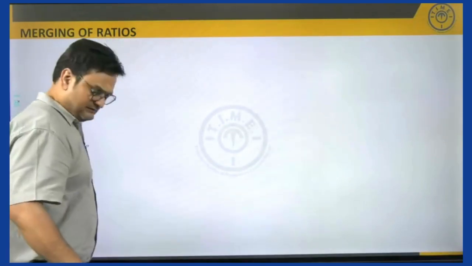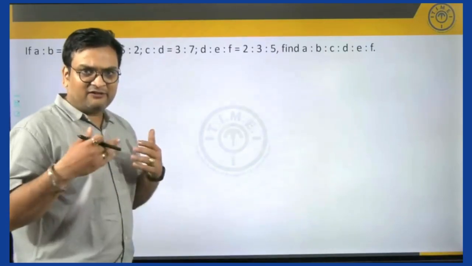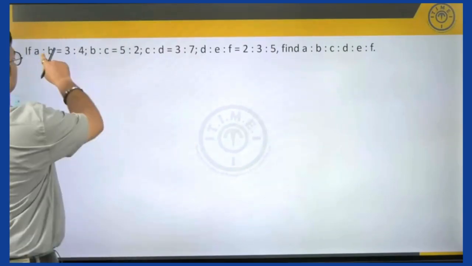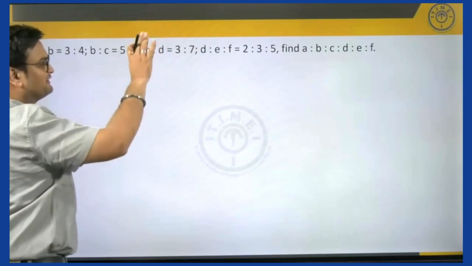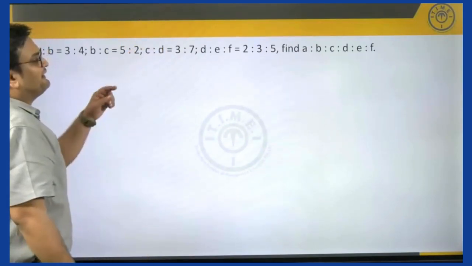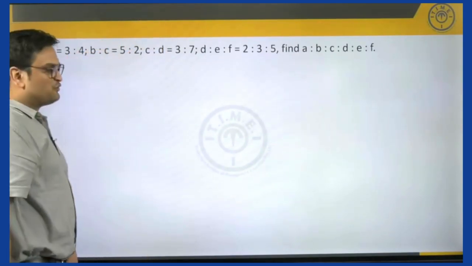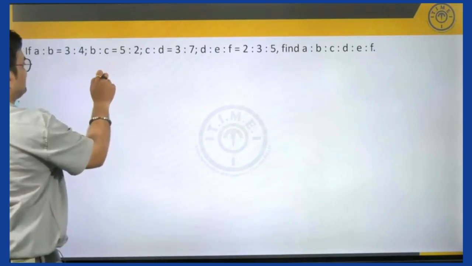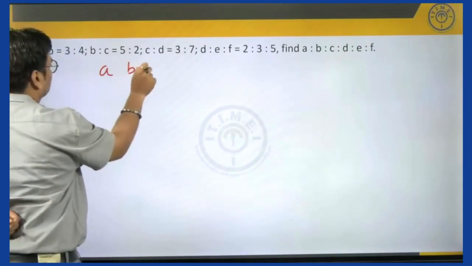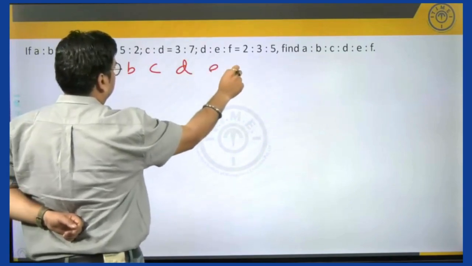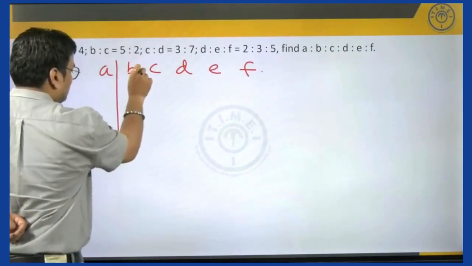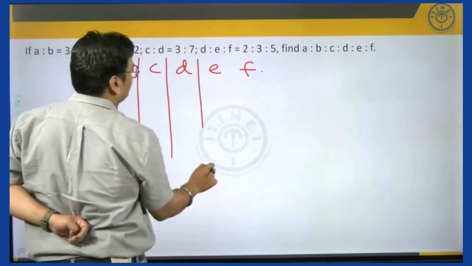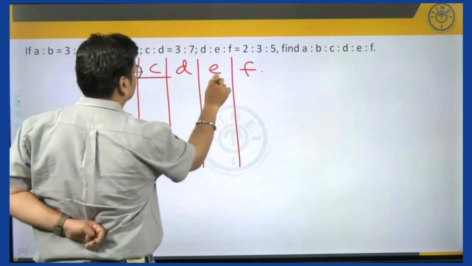Instead, we can go for an even quicker process. Like you have A is to B, B is to C, C is to D and D is to E is to F, an already merged ratio, is given. Find the A is to B is to C is to D is to E is to F ratio. So what do we do in this case is, we will write down the required variables. Okay. Now we will just write down the values given to us in these ratios.